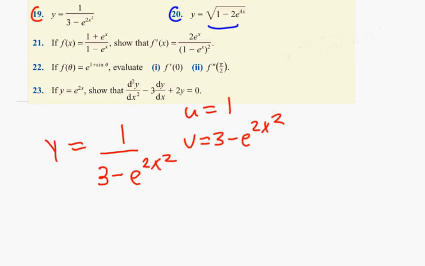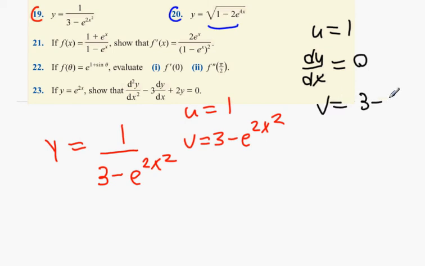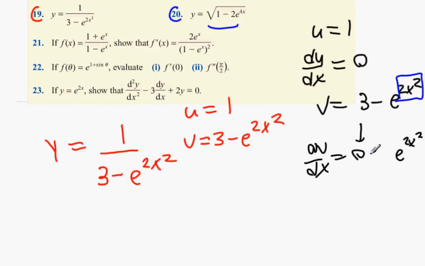What we're going to do is say u equals 1, so du dx equals 0, because when you differentiate any number without the variable x, it turns to 0. Then we have v equals 3 minus e to the 2x squared. When you differentiate it, the 3 turns to 0. The e to the 2x squared is maintained, but we have to differentiate the power: minus 4x e to the power 2x squared.